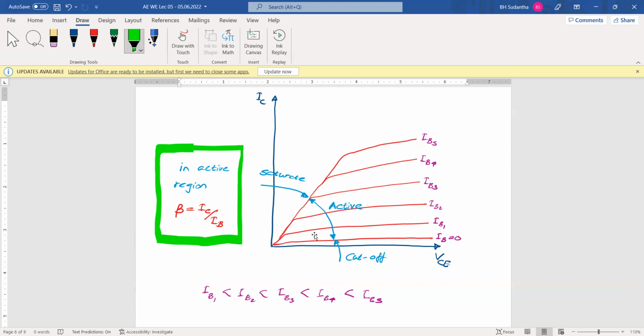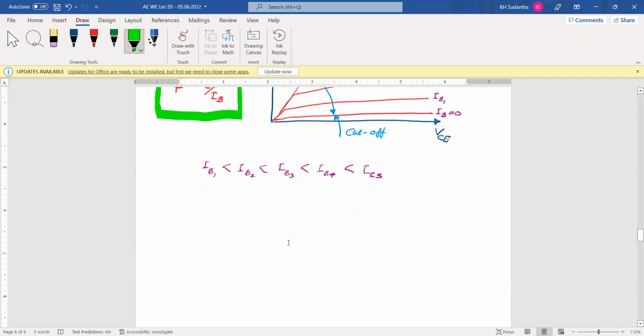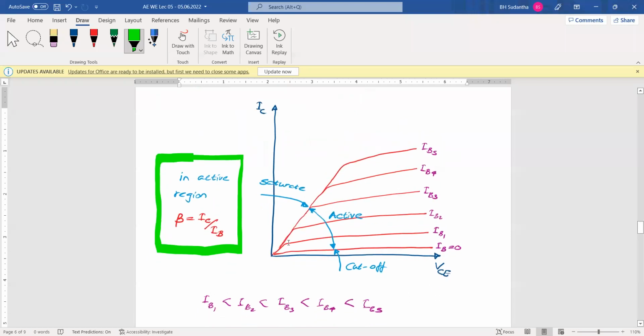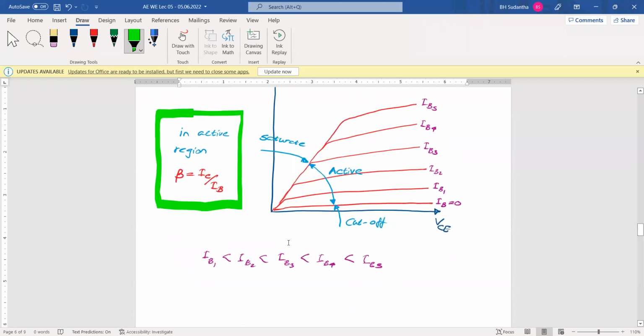The saturated region is also like this: when you increase IB, IC will not be increased proportionally. Because of that, in that region also, that equation is not valid. Okay, those are the basic, fundamental things you should know about transistor operations.